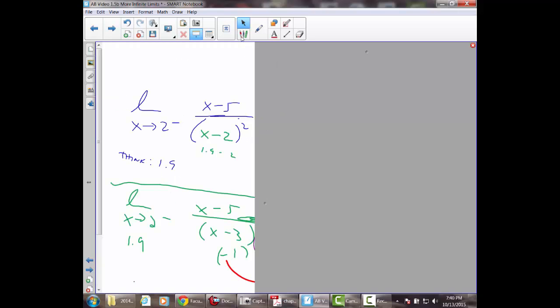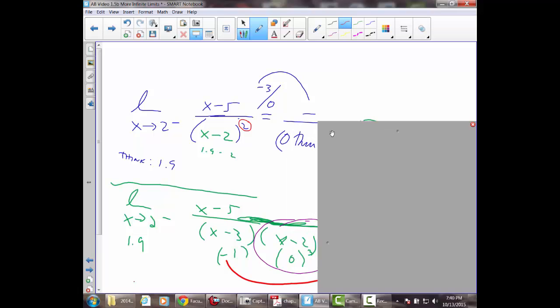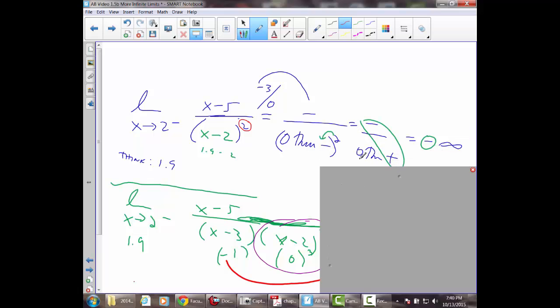Now, here's where you're going to have to be very super duper careful about this square. Because what's going to happen is, if I substitute 2, I'll get negative 3 over 2 minus 2 is 0 squared is 0. So I know I have a non-zero over 0. I know I'm going to get infinity or negative infinity. Now the numerator is negative 3. The denominator is approaching 0 through something. Now if I approach 2 from the left, think 1.9. 1.9 minus 2 is negative, but you're squaring it. So you're going to force it to be positive because you're squaring a negative. So a negative divided by a positive will give negative infinity.